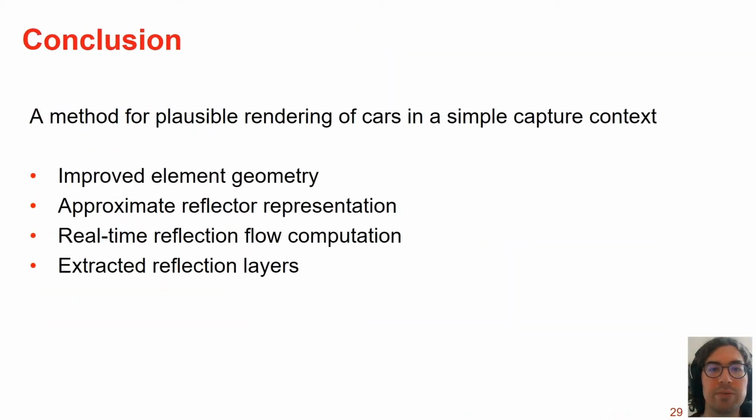To summarize, we have presented a method for realistic rendering of real-world streets by improving the reconstruction and rendering of adversarial elements, cars. We refine their geometry by leveraging their topology. We estimate an approximate reflector representation that can be used to warp information between the input views and the novel view at render time, which is combined with a pre-process extraction of reflections from the input views.